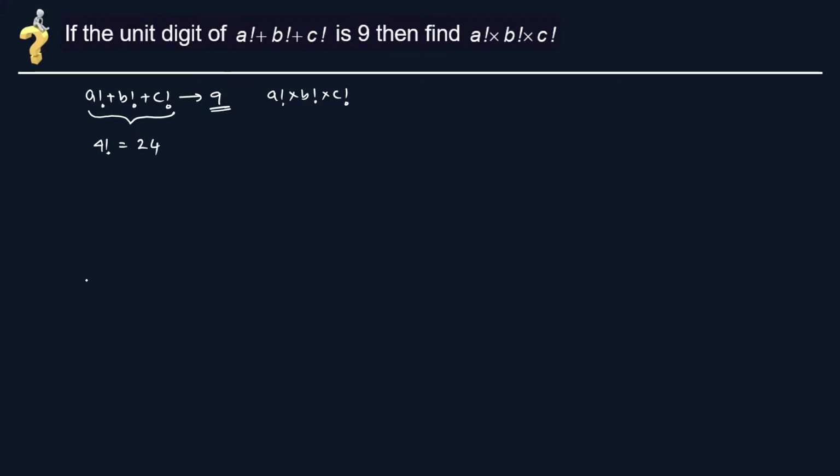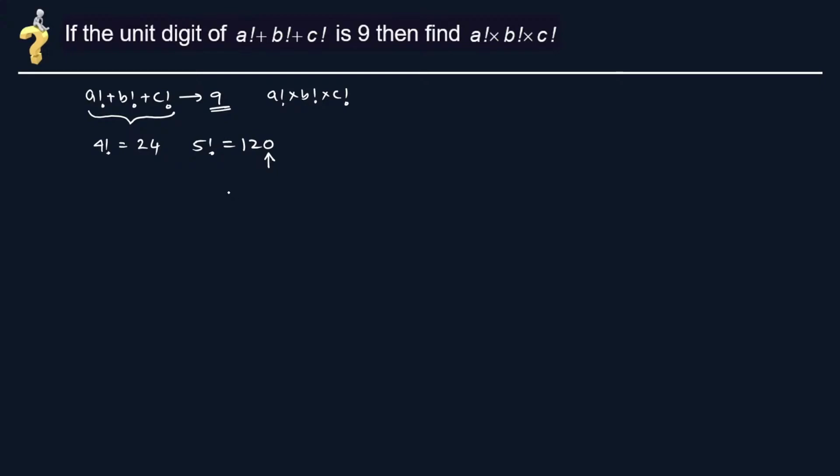When you add the 3 terms, it will never give us the unit digit as 9. Yes or no? Because if I take factorial 5, your factorial 5 gives us 120, that is 5 into 4 into 3 into 2 into 1. So the unit digit is coming to 0.